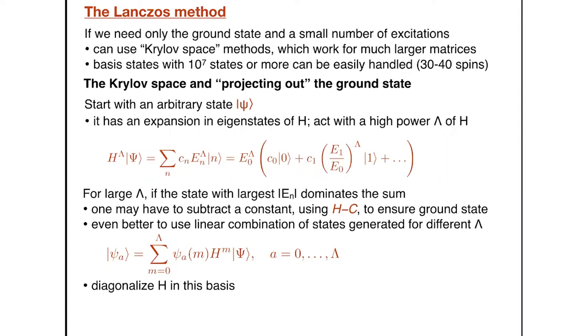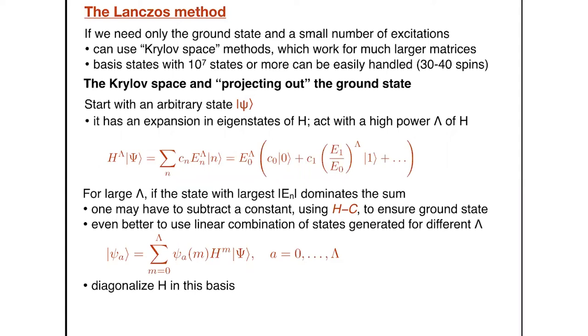just acting with a sparse matrix, meaning one that you have stored in some compact form without the zeros, just acting on some basis vector or some state vector, it's not that bad. Matrix times vector takes of the order of m squared operations if m is the size of the basis. So that's an often used method to get the ground state.